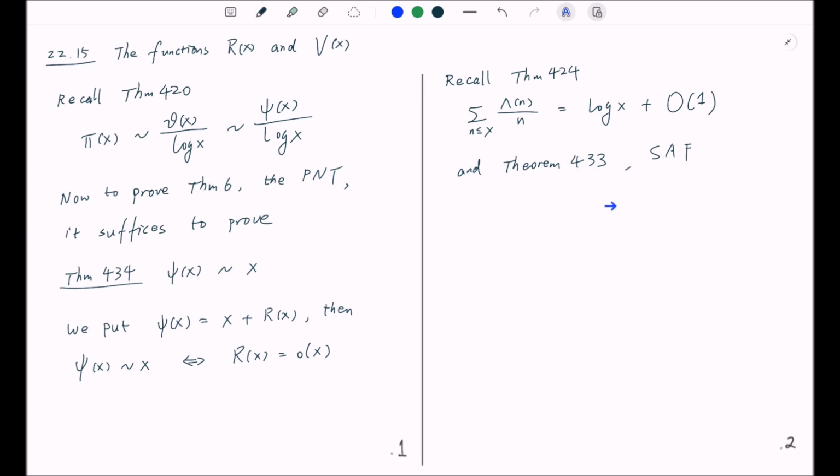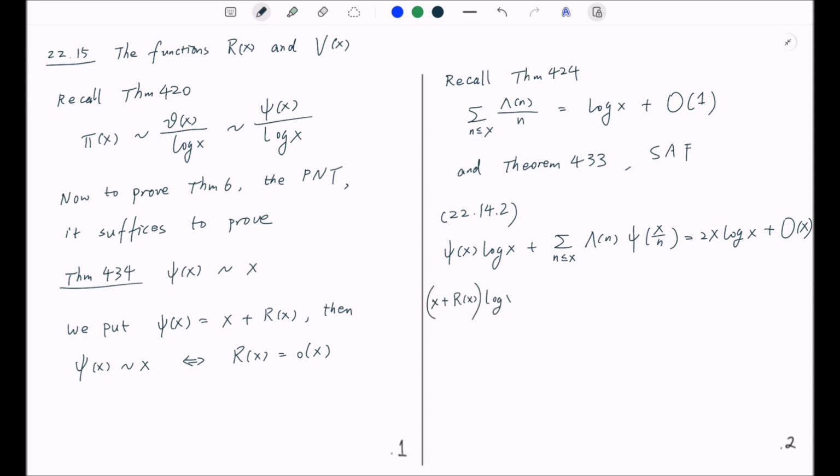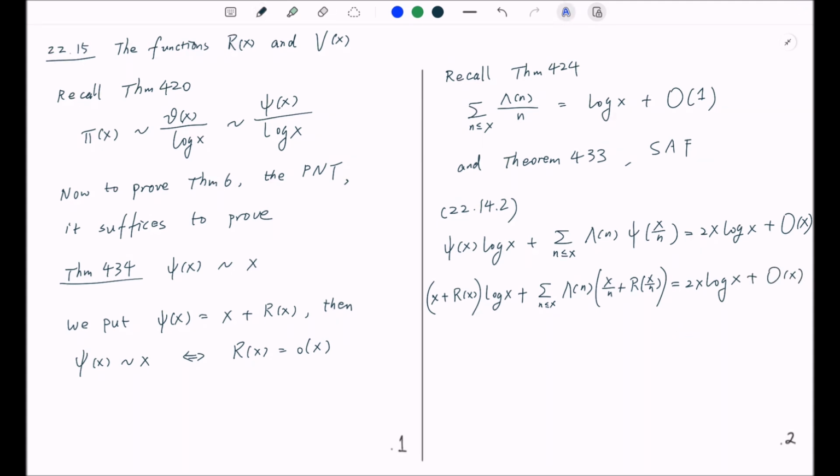This is theorem 4.30 in Hardy's book, but I believe that is a typo. Specifically, we recall the first formula there. There are two formulas for Selberg's asymptotic formula. Here we are using the first one. And now we replace psi of x with x plus r of x. Now, using theorem 4.24, we can make a big simplification to this Selberg's asymptotic formula with psi of x replaced by r.